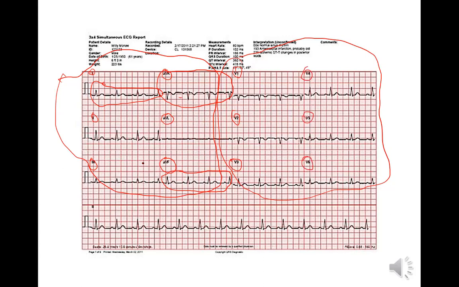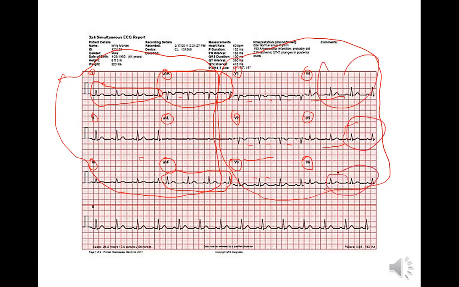So in the limb leads, we checked for axis. Now we're going to check for rotation. V1, is it negative or positive? V2, is it negative or positive? V3 is positive. So the transition from negative to positive happened in this EKG between V2 and V3. And then it continues to be positive in V4, V5, and V6. Isn't V4 through V6 negative? No, it's positive. Looking here, right?